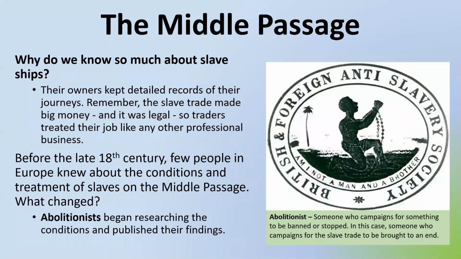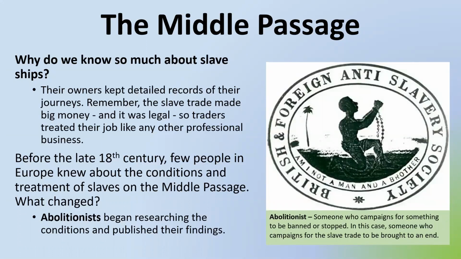Thing is, though, how do we know about this? Why do we know so much about what happened? Well, the reason is people actually kept records. Remember, this was seen as a business. So just like other professional businesses, they kept records, very detailed records, of how many slaves they had on board, which ships, how many would have died, etc.